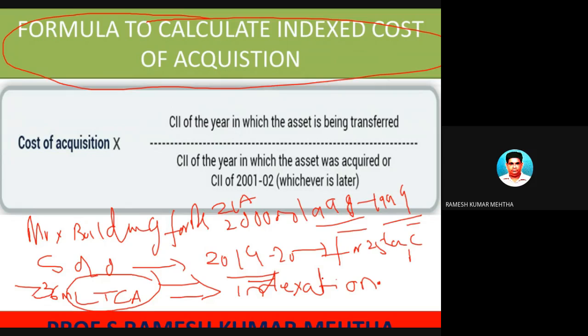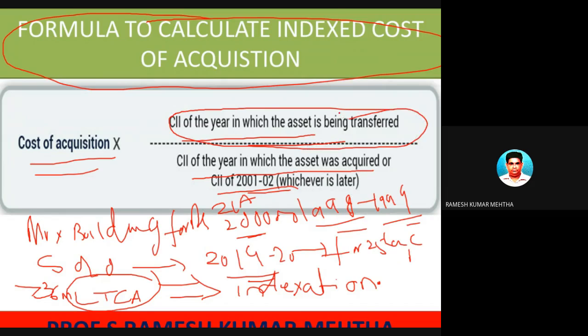So what is the formula for indexation? Cost of acquisition into CII of the year in which it has been transferred, by CII of the year in which the asset was acquired, or CII for 2001-2002. Now, cost of acquisition is 2 lakh rupees. Hope you understood this. The year of transfer is the year in which it was transferred. Please remember, yesterday I told, whenever I use the word transfer, it means sale or sold. It was sold in the year 2019-2020.